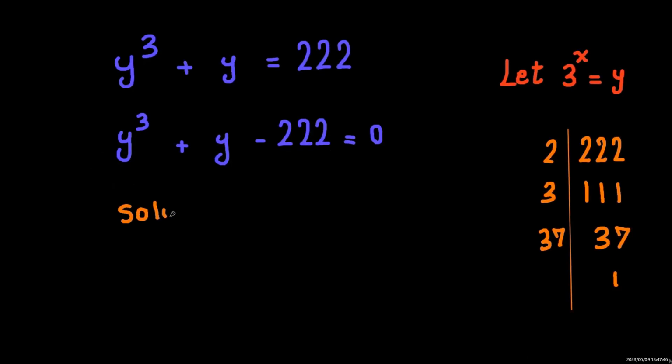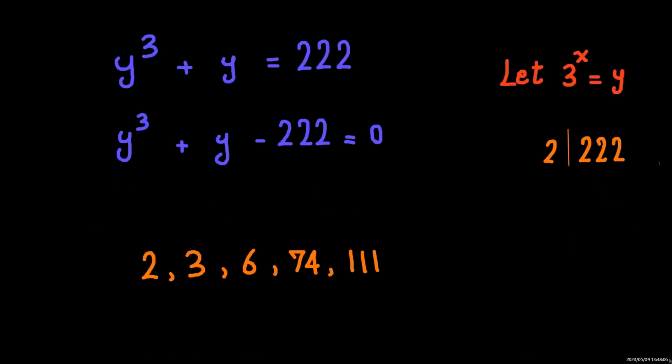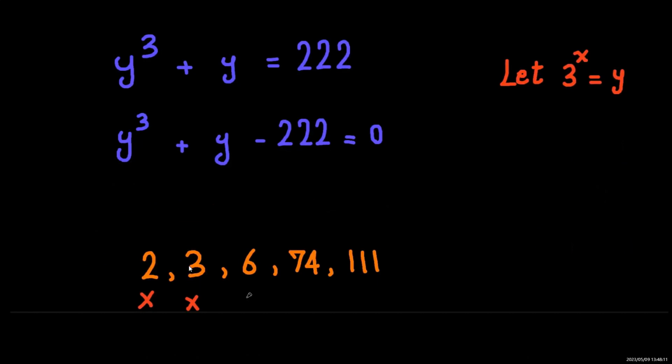So let's make a list of all the factors of the number. Well, obviously 2 is a factor, 3 is a factor, 2 times 3 is a factor, 2 times 37 is a factor, and lastly 3 times 37. Let's try all of these numbers, but remember, the solution could also be the negative value of these. Let's plug in these numbers.